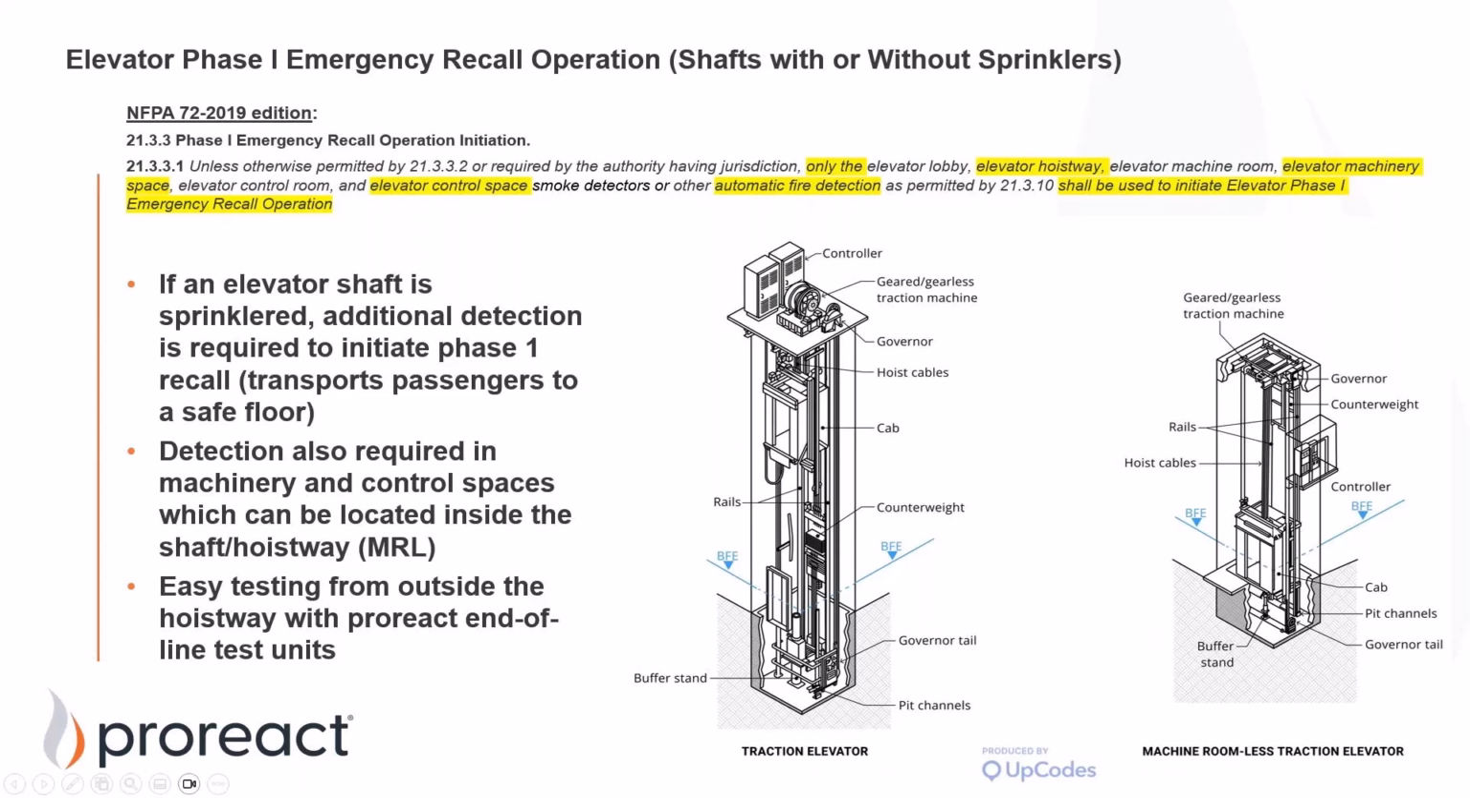So linear heat detection can be used wound up towards the top, also at the bottom if needed there. It can be for recall operation in non-sprinklered elevator shafts, as well as sprinklered elevator shafts. It can be used for recall as well as your power shutoff or your shunt trip operation.